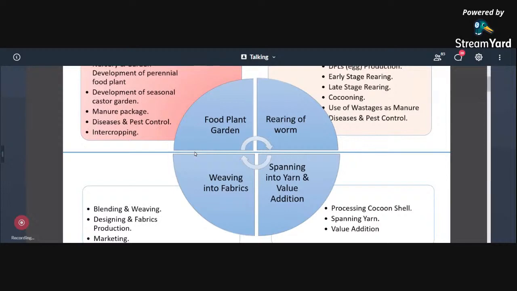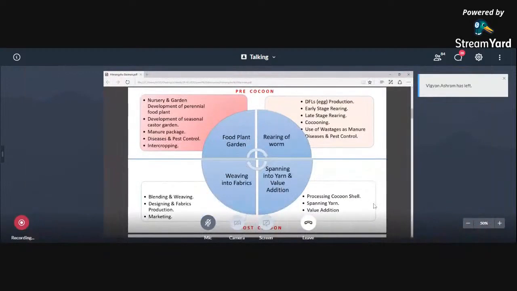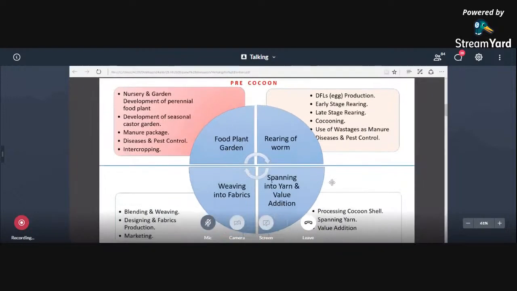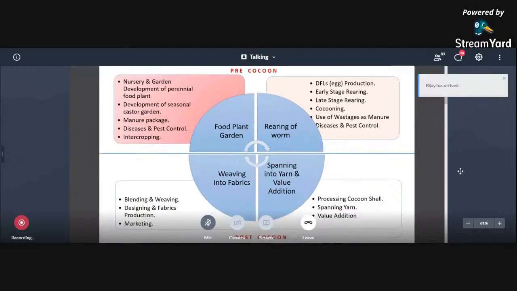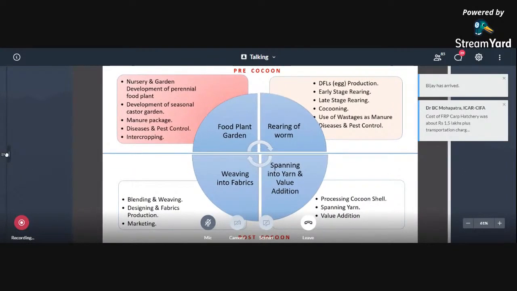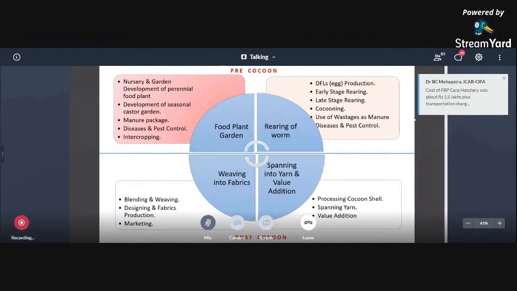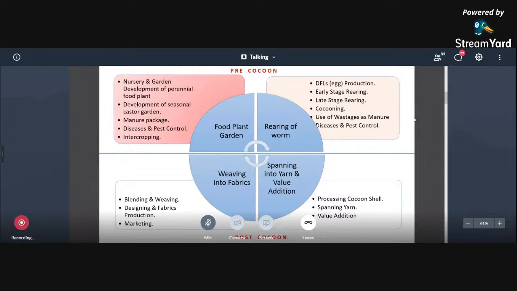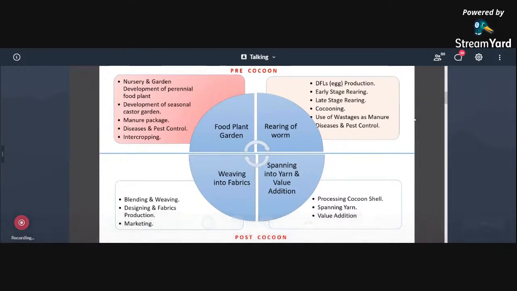But at present, this sector, food plant gardening, is very precarious. So persons are not adopting these systematic plantations. It is very much required because the magnitude of cocoon production will directly depend upon the amount of leaf production. And as castor, the main food plant, cannot support the rearing activities throughout the year, alternatively perennial food plants should be there. So both perennial food plant as well as seasonal food plant together we have to develop in garden form systematically to continue the rearing process throughout the year so that it can support livelihood.